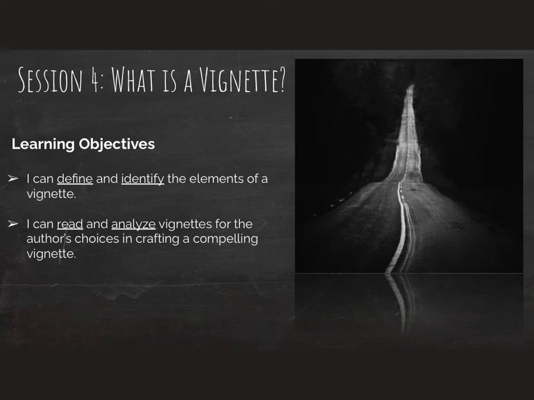All right, welcome to session 4. Today we're looking at what is a vignette. We have two objectives today. The first one is I can define and identify the elements of a vignette. So if you can explain in words what is a vignette and call it out, that's success. The second objective is I can read and analyze vignettes for the author's choices in crafting a compelling vignette.